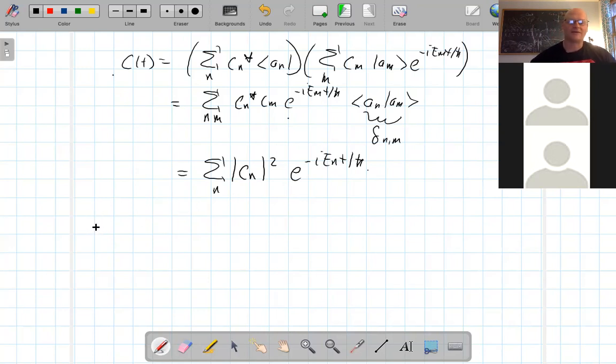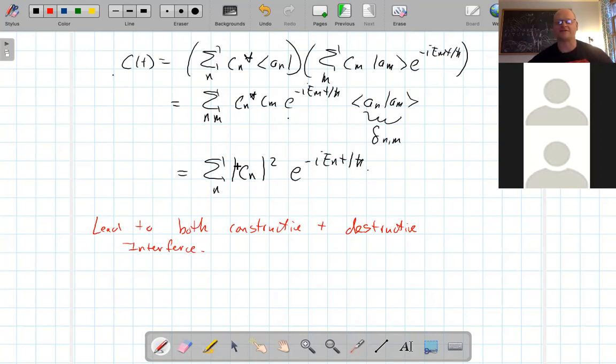So in general, this will lead to both constructive and destructive interference. Which means that when it's constructive interference, these guys are going to be very similar to each other, as opposed to when it's destructive interference, that'll cause it to go to 0, which means that they're not similar to each other basically at all. Right?